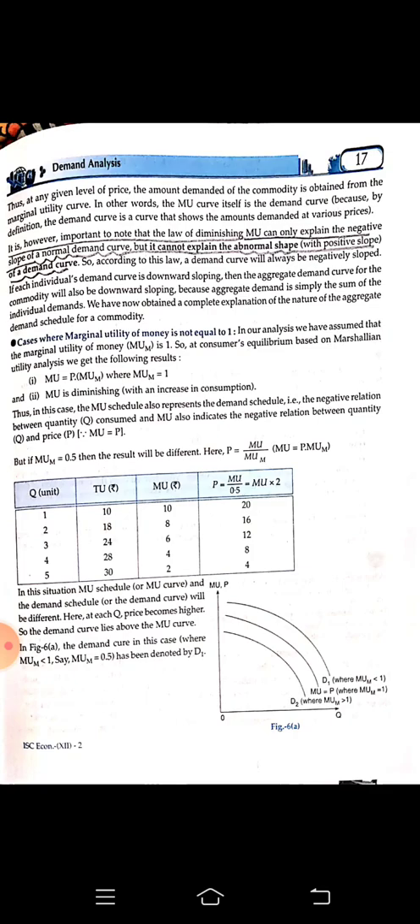In this book you will find a tabular representation. Once again, this tabular representation is showing us the units, that is the quantity, the total utility, the marginal utility, and how we are calculating it. So this is being represented here.